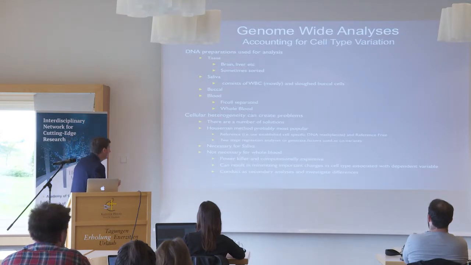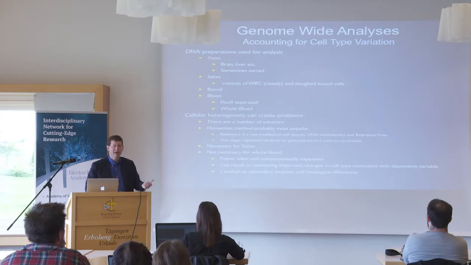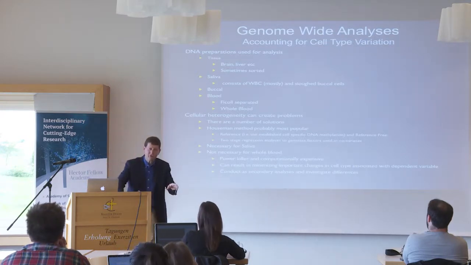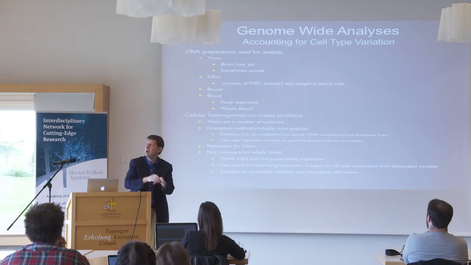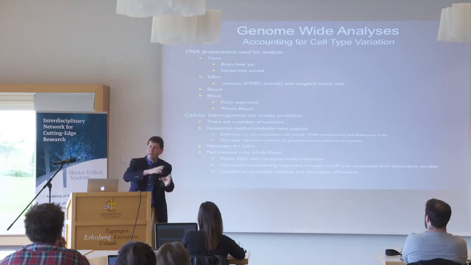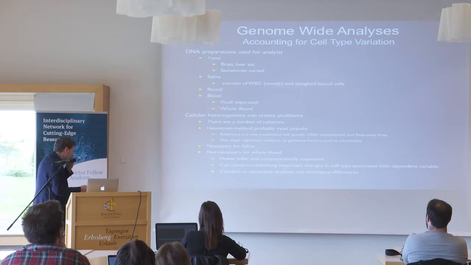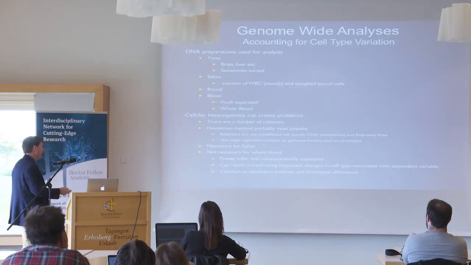Now, the problem is that cellular heterogeneity can cause problems. You touch your hands and touch your face. You're genetically the same here. The only thing different here is the methylation signatures. So not surprisingly, when you vary the type of cells in your preparation, you've got to control for admixture. Now, there are a number of solutions for it, but far and away, the Houseman method is the most popular.